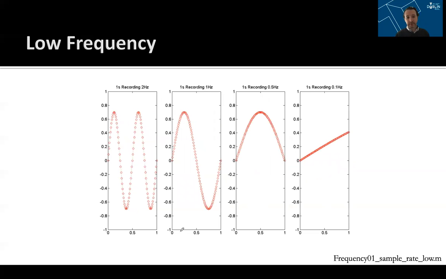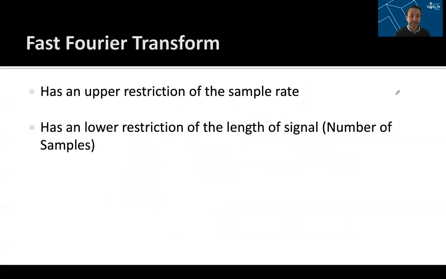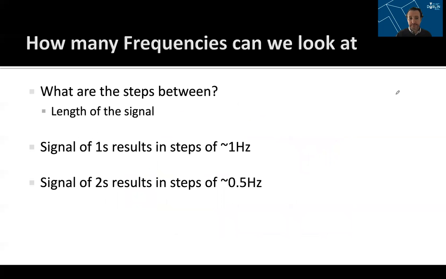So here we have for low frequency, 1 second, 2 hertz, you see the 2 cycles. 1 second, 1 hertz, you see the 1 cycle. 1 second, half a hertz, you only see half a cycle. 1 second, 0.1 hertz, you see this line going up. It has restrictions and has all these issues. How many frequencies can we look at? Once again, that's a choice between how big the signal is and how much sampling you're doing.